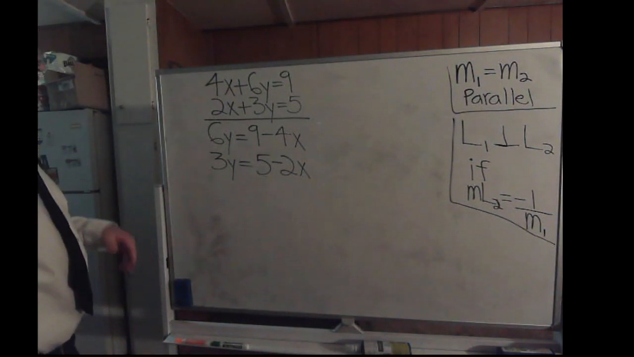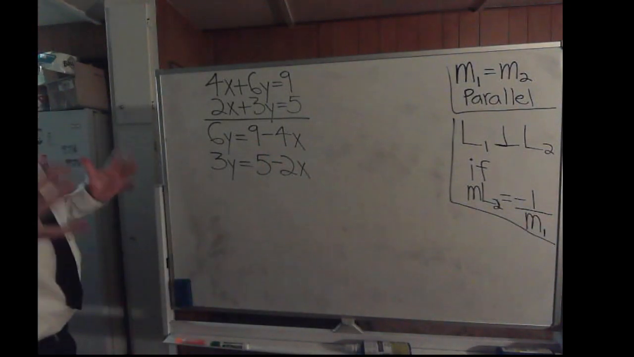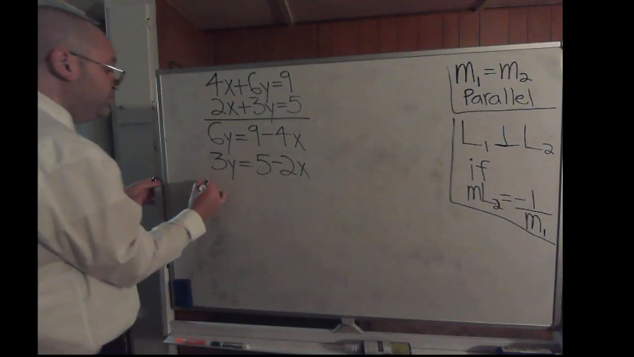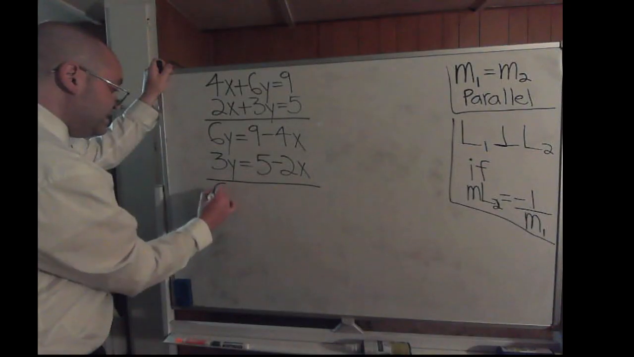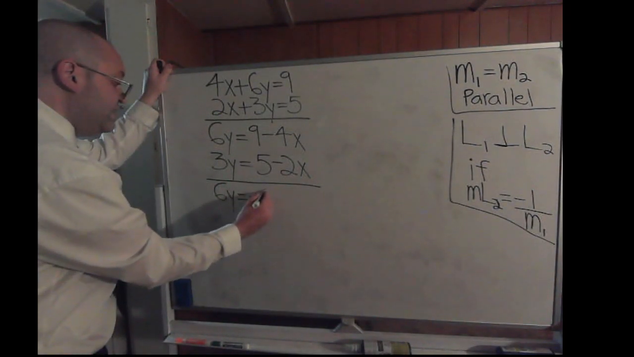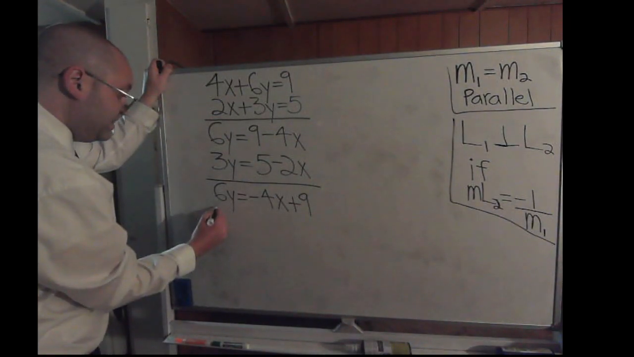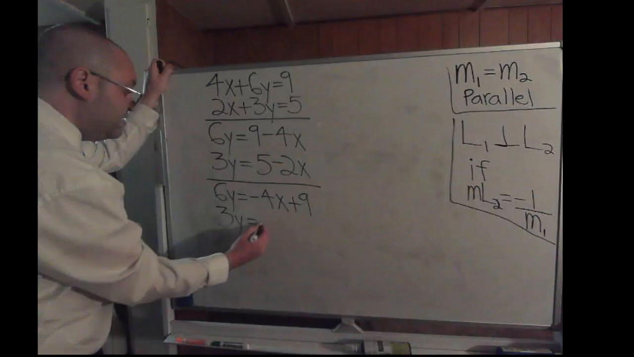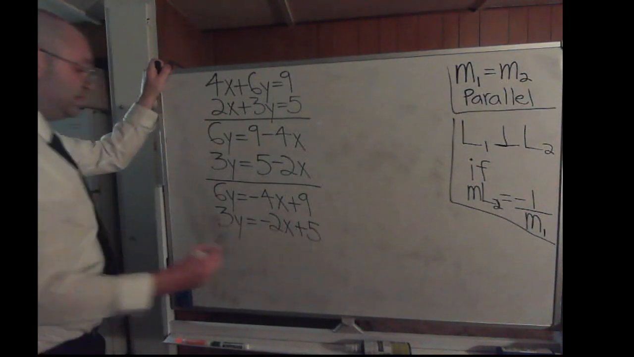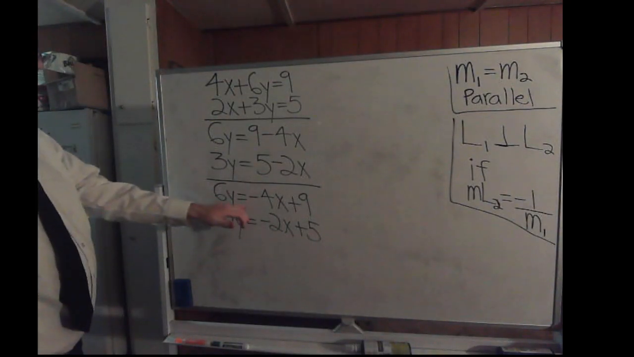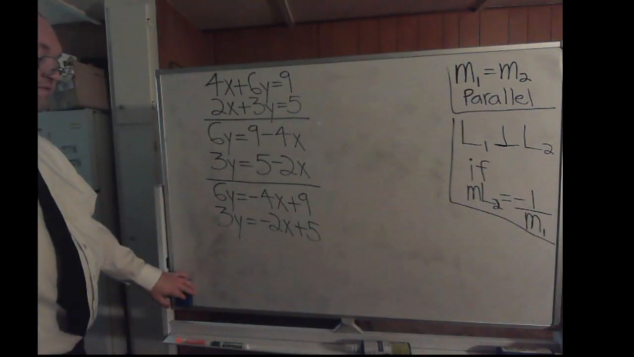Okay then. We want to make the x term first on each of these equations on the right-hand side, so we need to use the commutative property of addition in order to do so. If we do that, you get 6y equals negative 4x plus 9. Then on the second equation, you get 3y equals negative 2x plus 5. Alright, so yes, 6y equals negative 4x plus 9, 3y equals negative 2x plus 5.